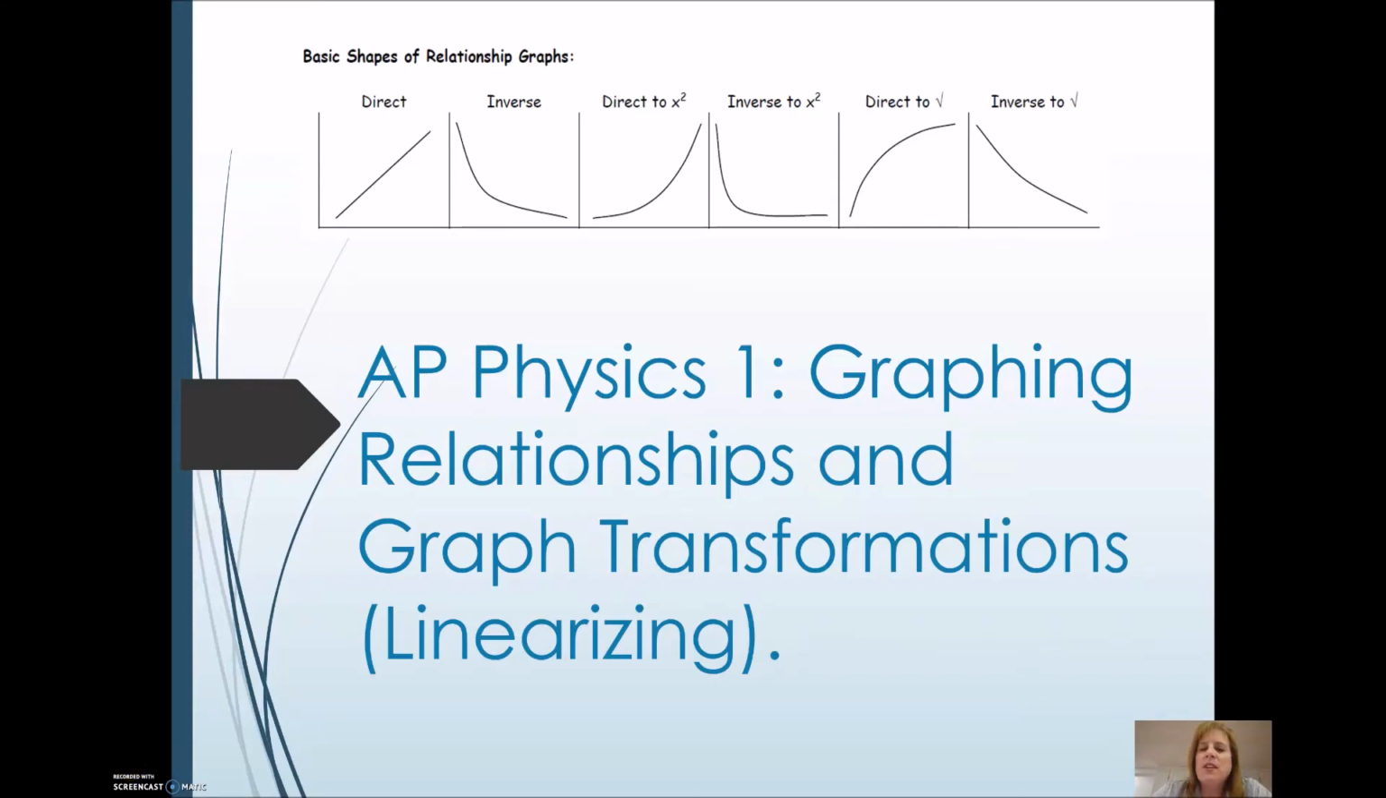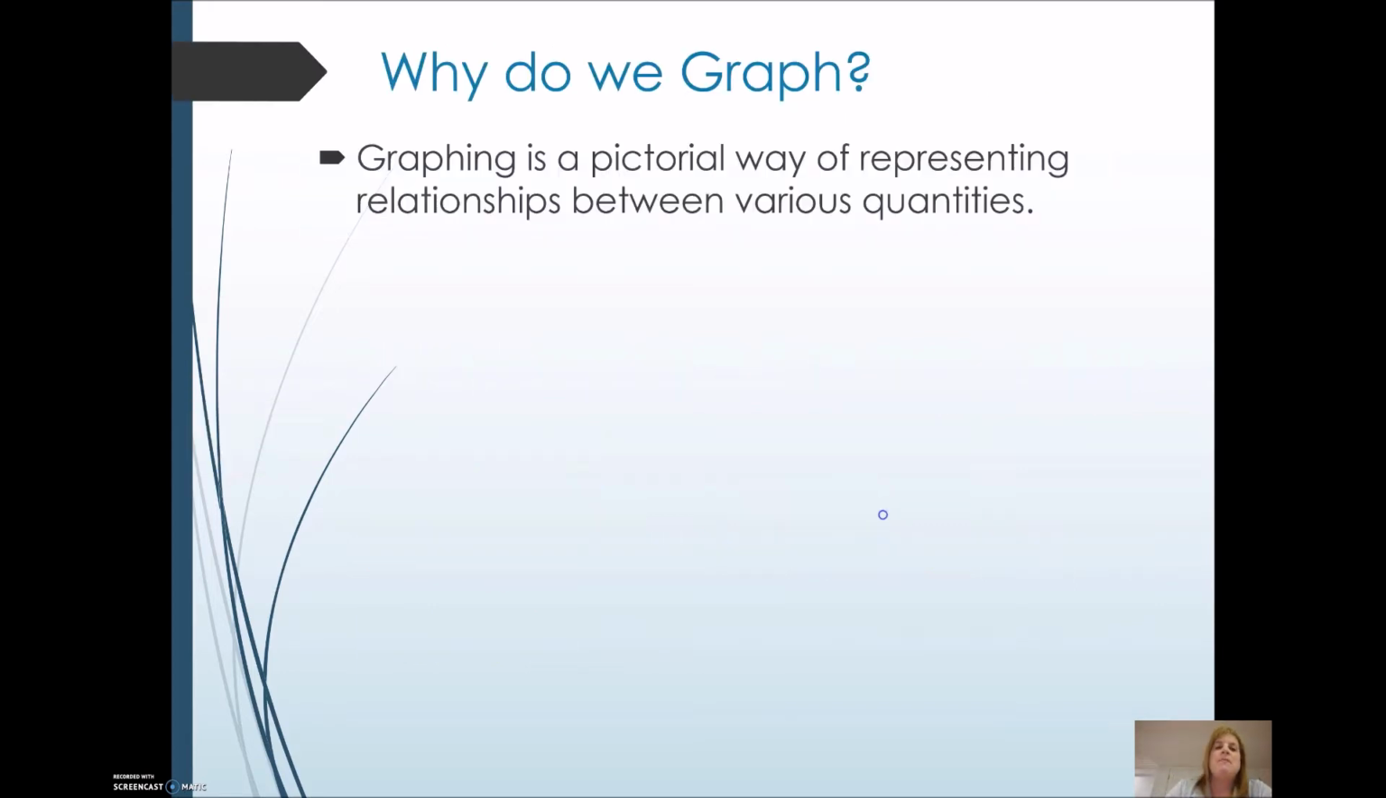One of the most important things we do in physics, especially in lab, is analyze relationships through graphing. So this video is going to take you through the most common graph relationships we see in physics and how to transform those graphs, also called linearizing them, so that we can get information from them.